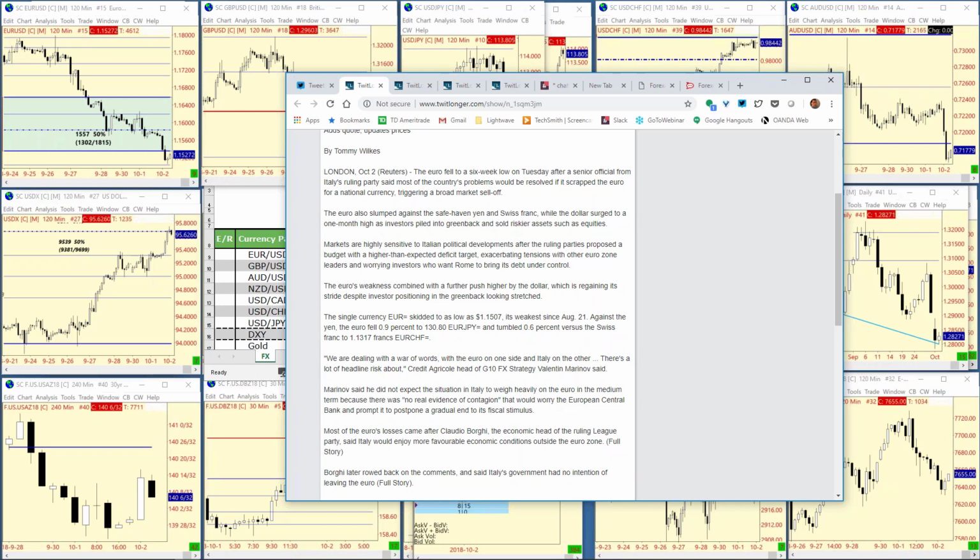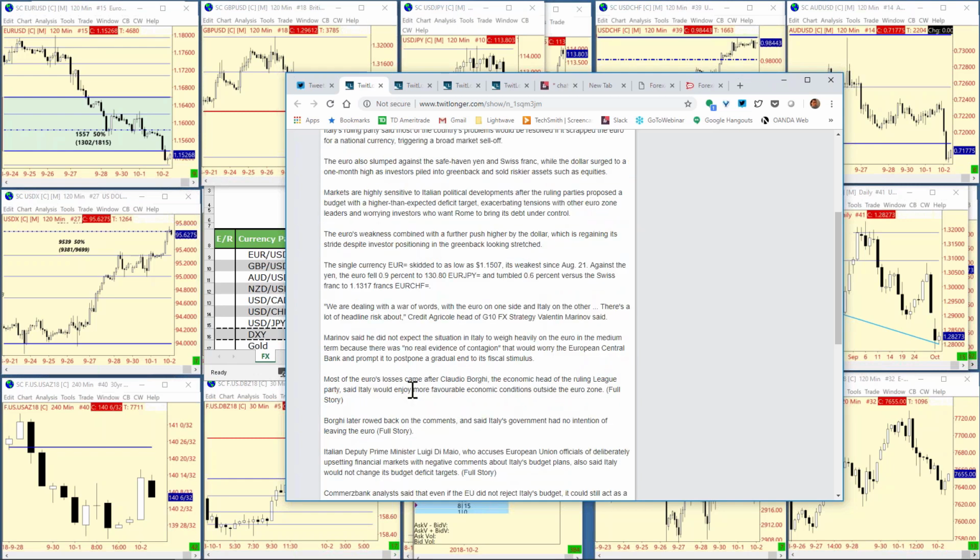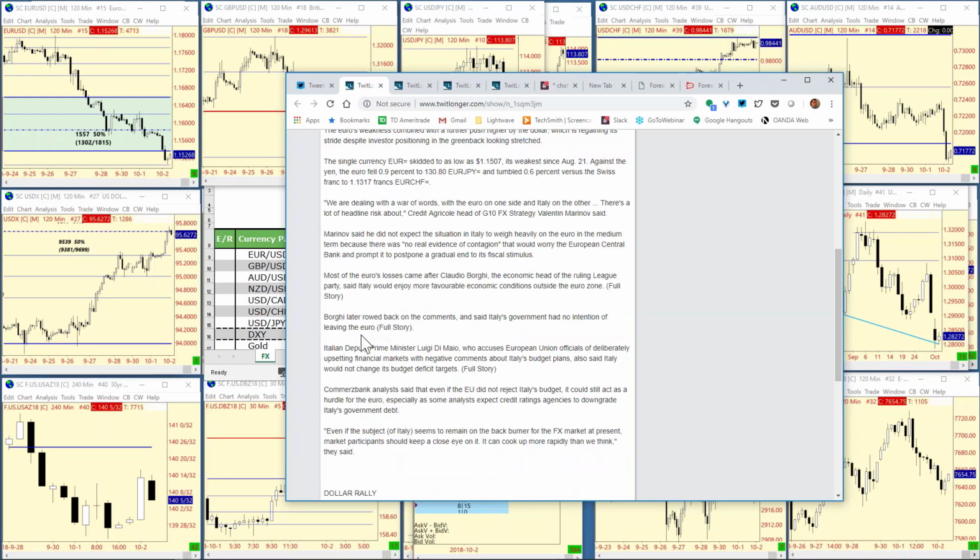There's a lot of headline risk, Credit Agricole's Valentin Marinov said. Marinov said he did not expect the situation in Italy to weigh heavily on the euro in the medium term because there's no real evidence of a contagion that would worry the ECB. Most of Europe's losses came after Claudio Borghi, the economic head of the ruling League Party, said Italy would enjoy more favorable economic conditions outside the Eurozone. Borghi later walked back the comments and said Italy's government had no intention of leaving the euro.